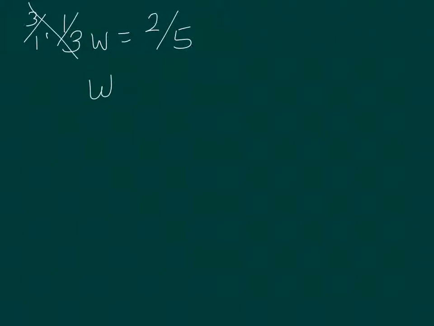which will give us w times, and we have to do the same thing over here, 3/1. 2 times 3 is 6. 5 times 1 is 5, equals 1 1/5.